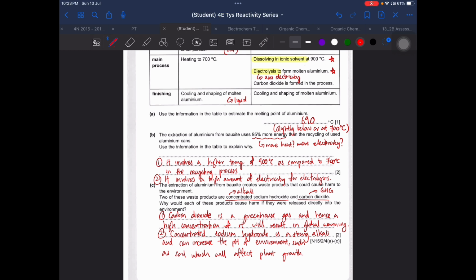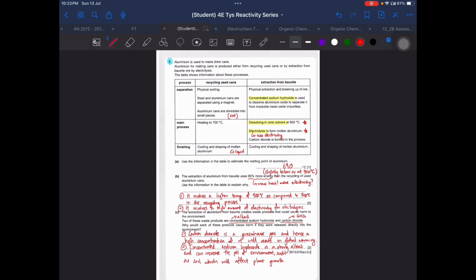Right? So this question over here is really testing on the students whether they are able to apply some of the concepts they have learned. Okay, so that is for question 7. Question 7 is a pretty good question to try to practice your understanding of database, right, in the context of a reactivity series question. Let's take a look at some of the other questions.